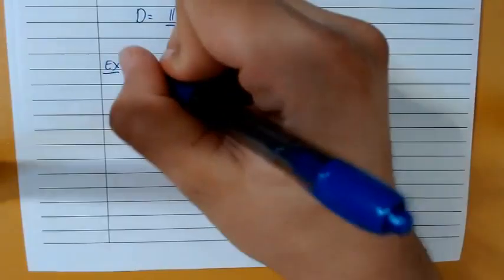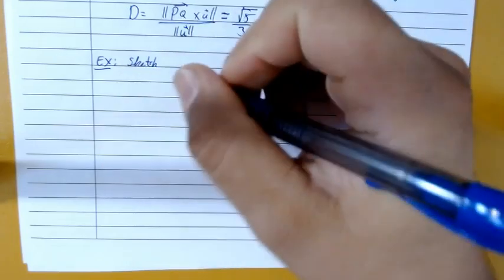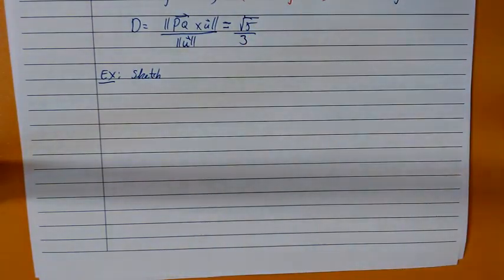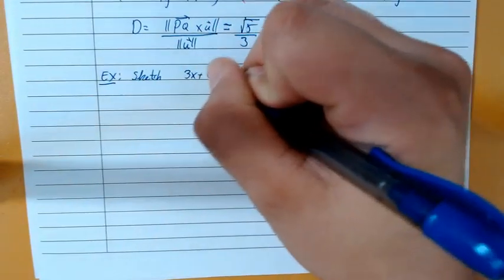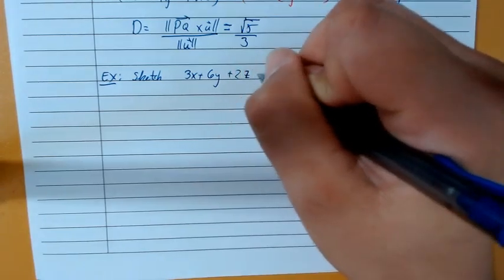So here, we're going to say sketch the graph. In fact, let me just say sketch. Sketch, oh, let's see, what should we sketch? Let's try this here. We're going to go ahead and sketch 3x plus 6y plus 2z is equal to 6.